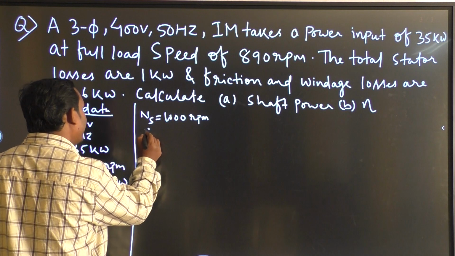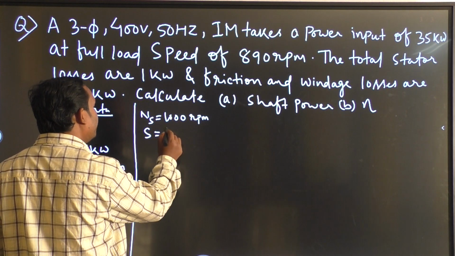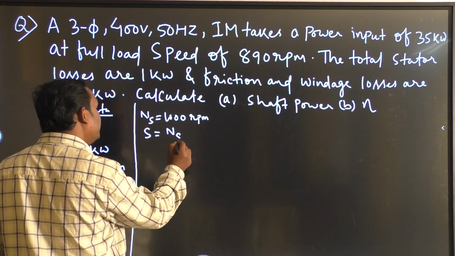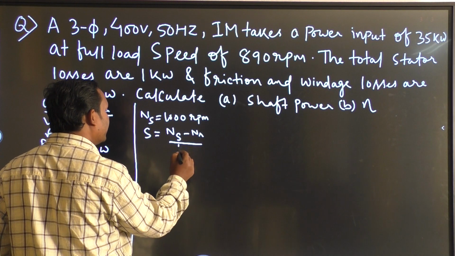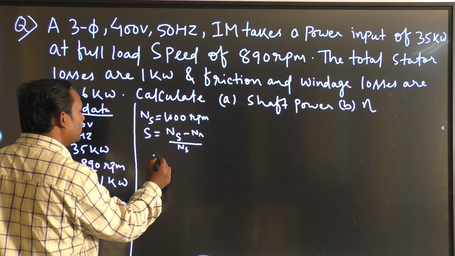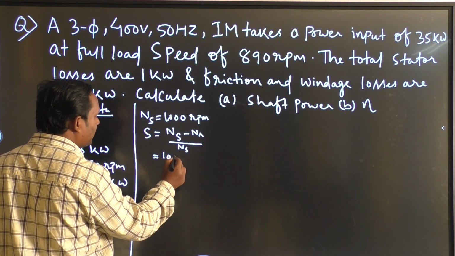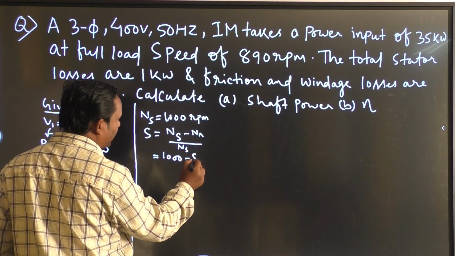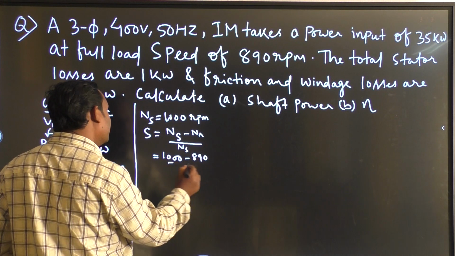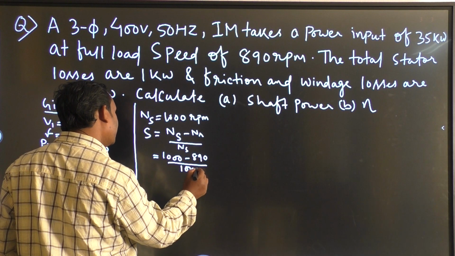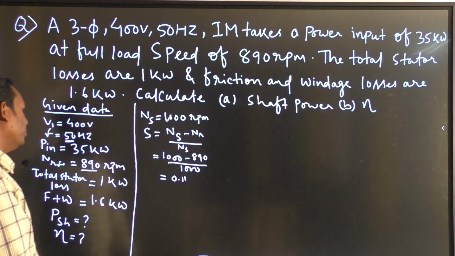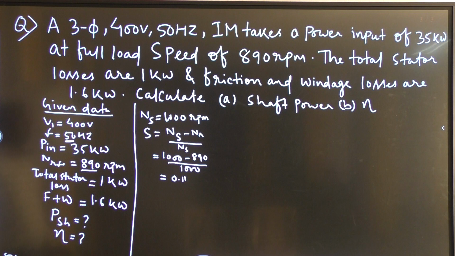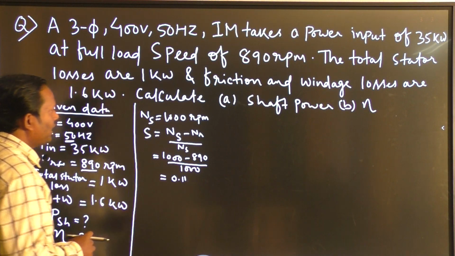So after that we have to find the slip. S is equal to, the formula you are already acquainted with, NS minus NR divided by NS. That is 1000 rpm minus 890 rpm divided by 1000 rpm. It will come 0.11. It has no unit, it is unitless. Slip is 0.11. So you have found the slip.